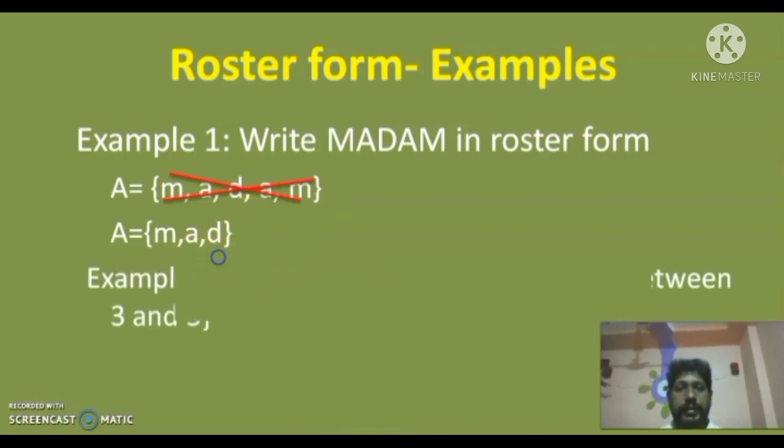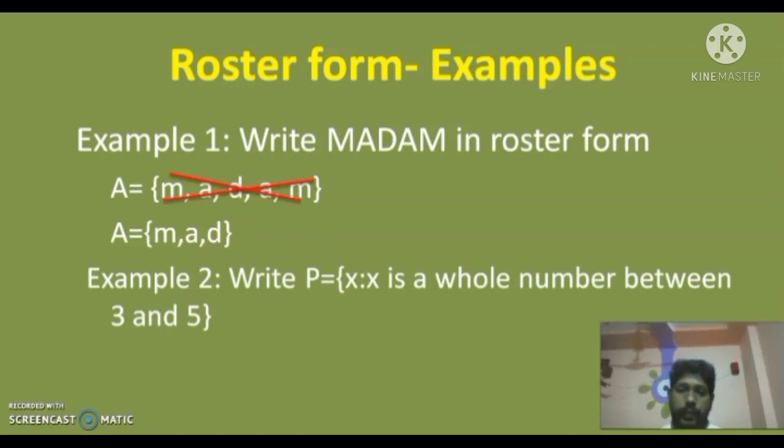Let me go for another example. Write P is equal to {x such that x is a whole number between 3 and 5}. For this, the answer is P is equal to the singleton set {4}. Here they asked about whole numbers between 3 and 5, so you should write a number which is between 3 and 5. And as we know, the number between 3 and 5 is 4.